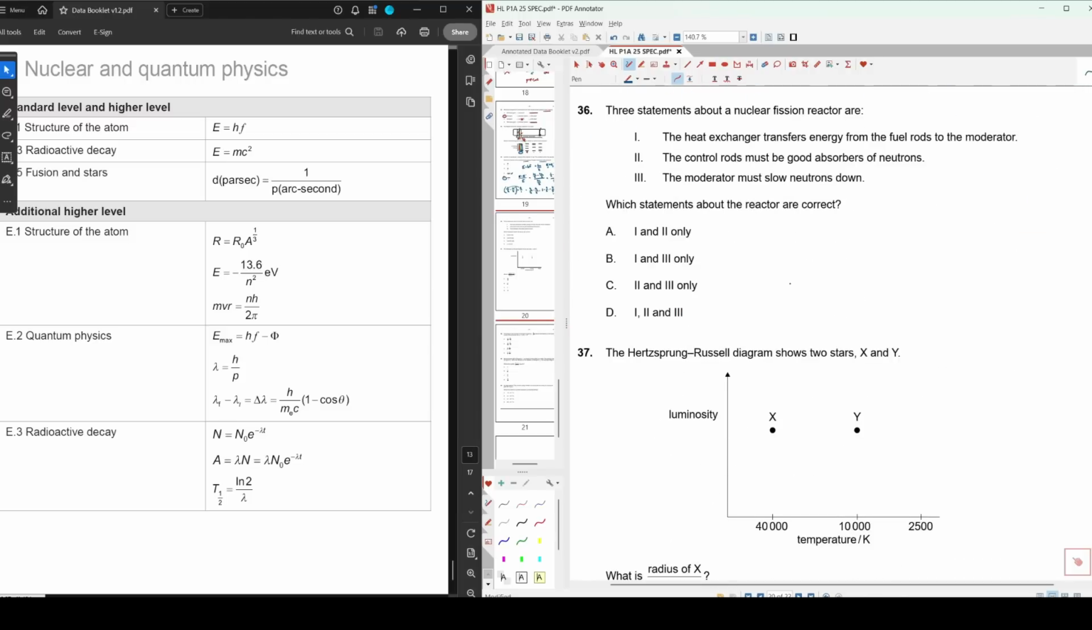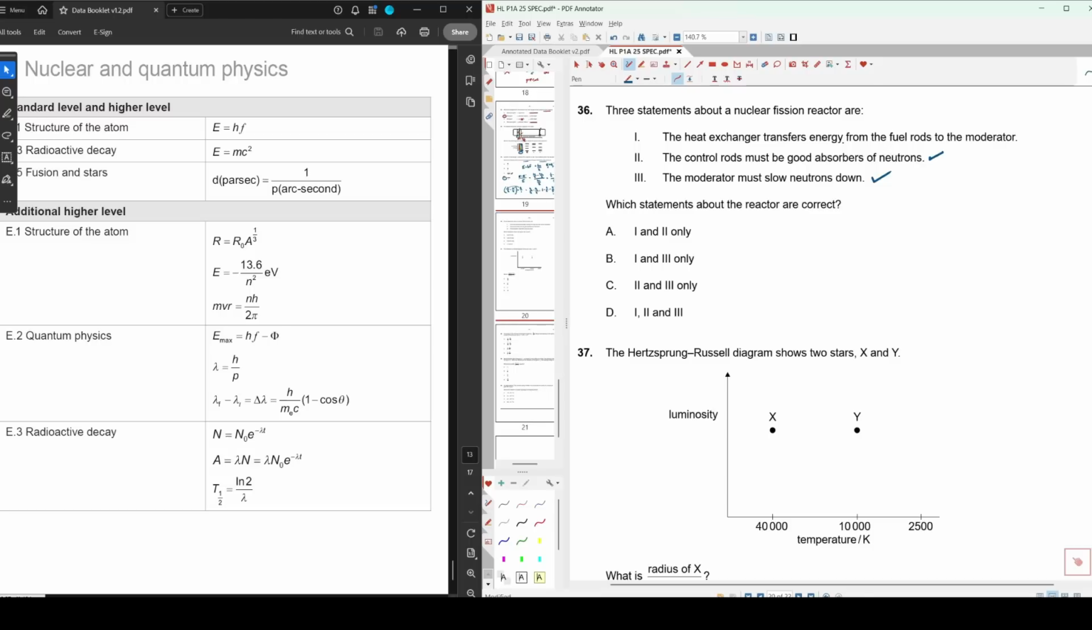That's pretty good. Okay, 3 statements about a nuclear fission reactor are 1, 2, 3. Which statements about the reactor are correct? Okay, let's see. The heat exchanger transfers energy from the fuel rods to the moderator. Okay, the control rods must be good absorbers of neutrons. Yes, because I want them to absorb the neutrons to control the reaction. The moderator must slow neutrons down. Yes, that's the job of the moderator so that they're easier to be absorbed.